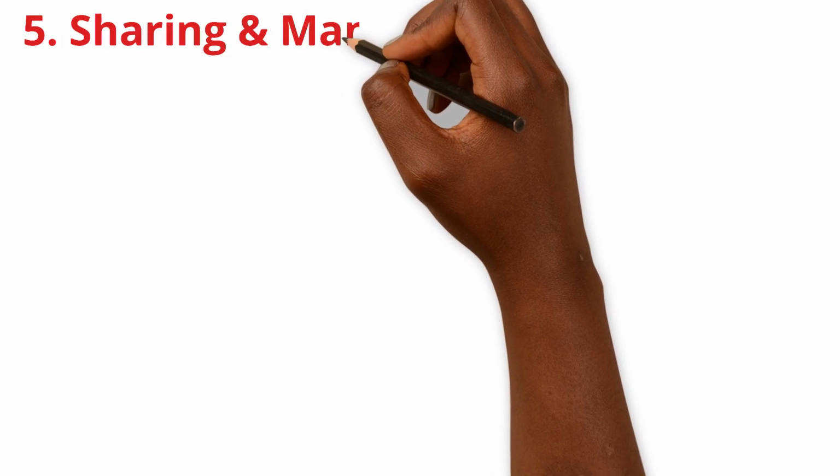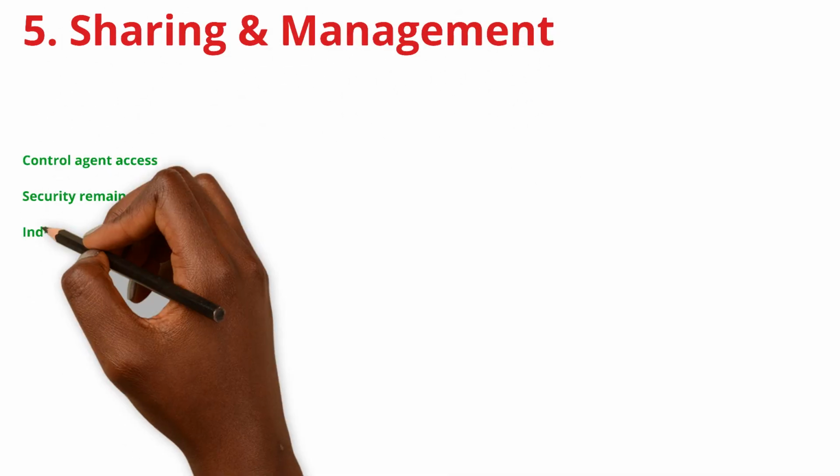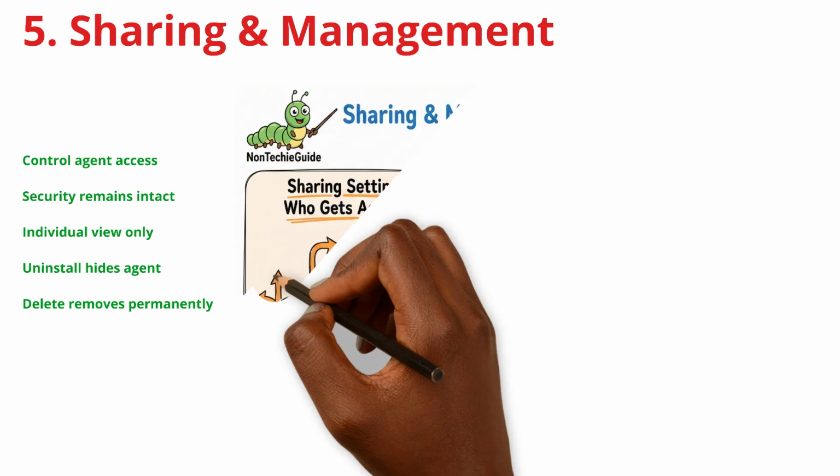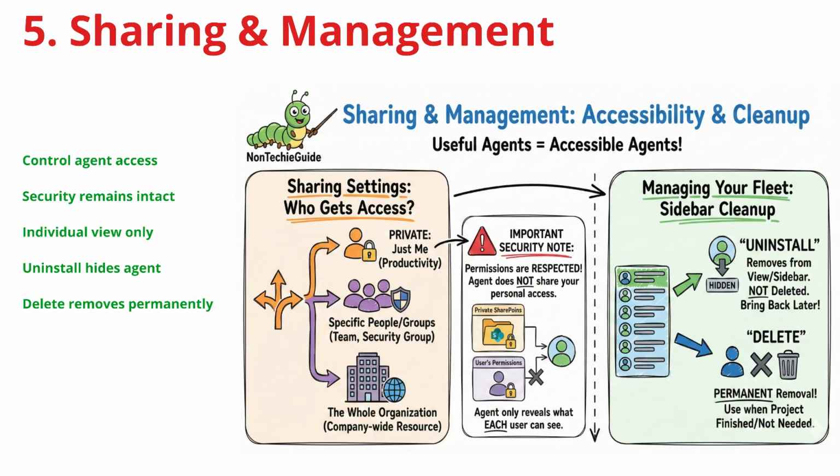An AI agent is only useful if it's accessible, so let's look at sharing and management. First, look at the orange section on the left. Who gets access? You have 3 clear choices. You can keep an agent private just for your own productivity. You can share it with specific groups, like your immediate team, or you can open it up to the whole organization as a company-wide resource.